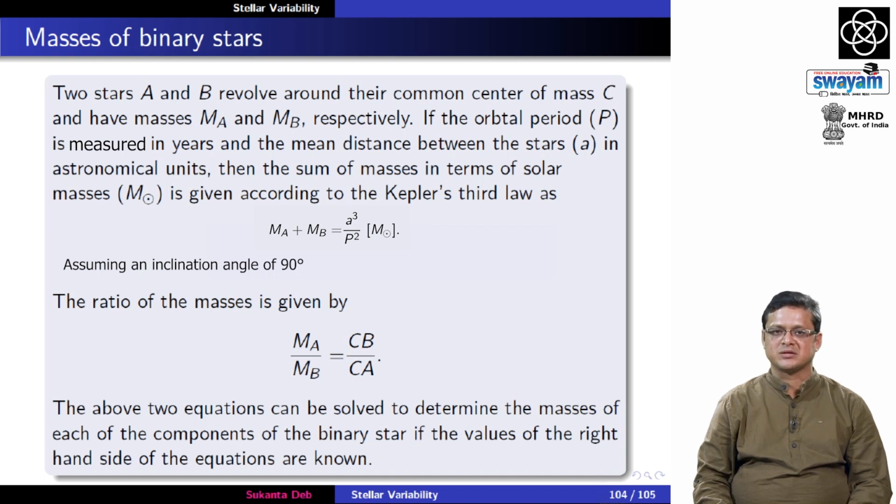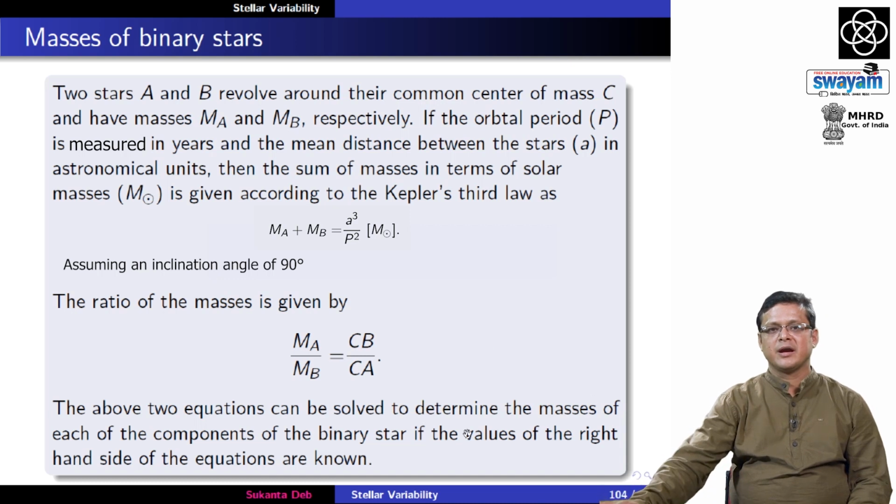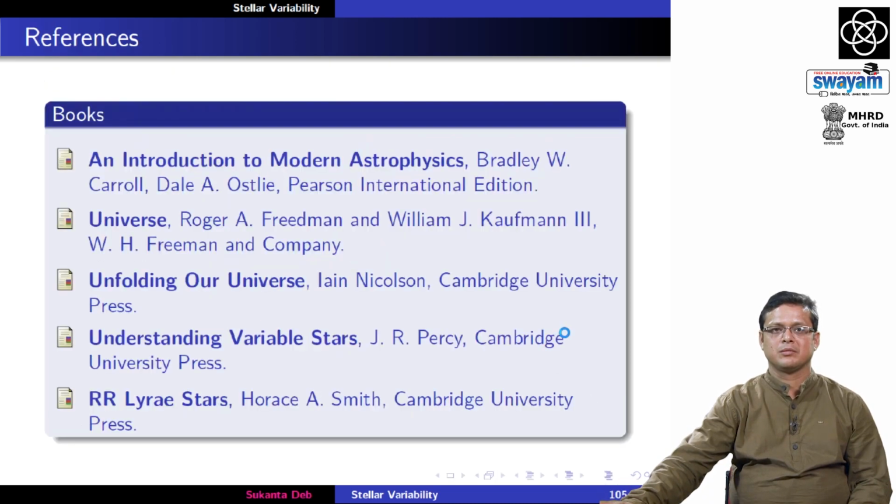stars from the center of mass. The two above equations can be solved to determine the masses of each component of the binary star if the values of the right hand side of the equations are known.